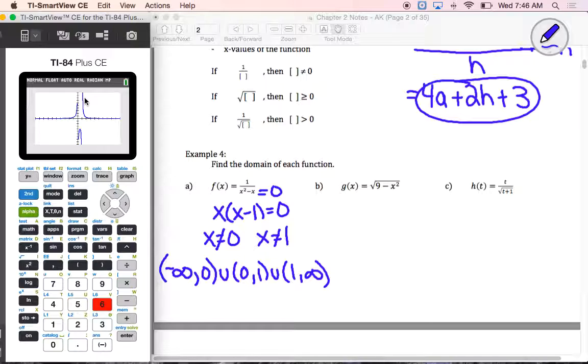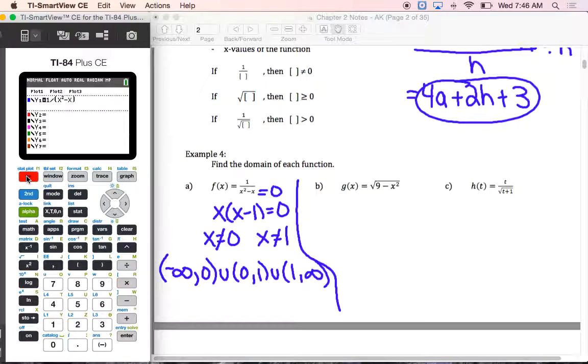Doing the same thing for b. So I'm going to put that into my y equals. And then hit graph. Now this one's a little easier to see. If you look at your picture, it's only going from -3 to 3 on the x-axis. There is nothing else out there that it is hitting. It's kind of half a circle here.